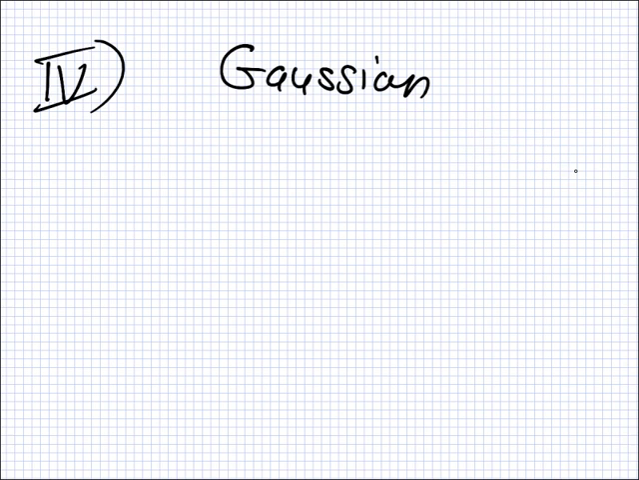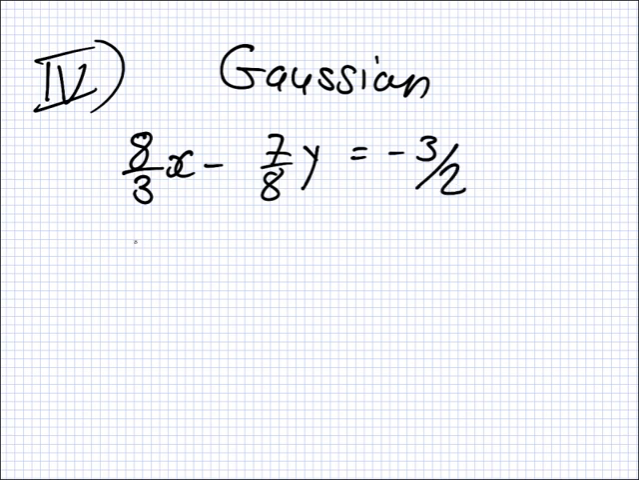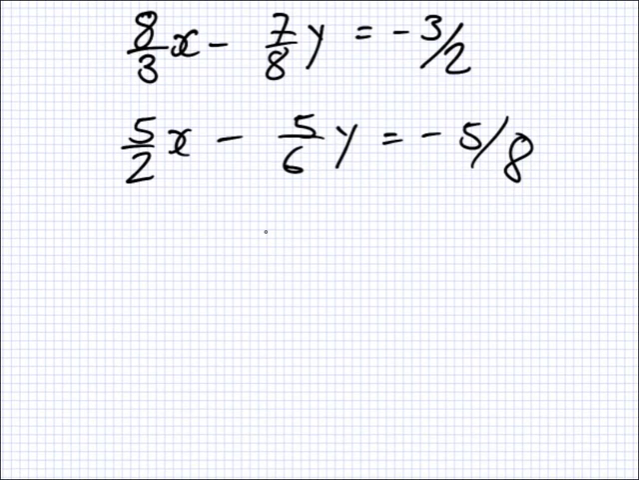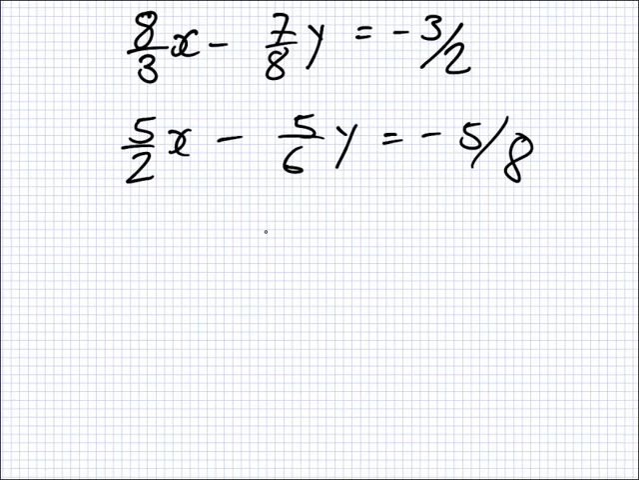This method works really well for very difficult problems. So let's take an example, something really messy: 8 over 3 x minus 7 over 8 y equals minus 3 over 2, and then 5 over 2 x minus 5 over 6 y equals minus 5 over 8. It's quite messy. So just write that question down and then we'll have a look at how to solve it using this method.